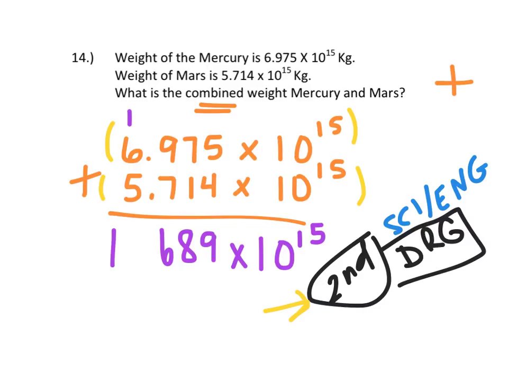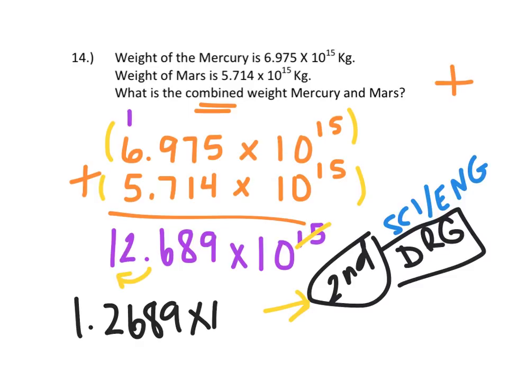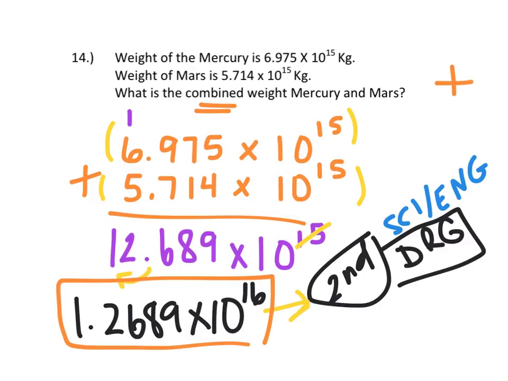And then I'd have to move this decimal one place and then change my exponent. So then when I move my decimal, this exponent becomes 16. So my final answer is 1.2689 times 10 to the 16th power. And again, it's okay if you use your calculator to do the combined amounts.